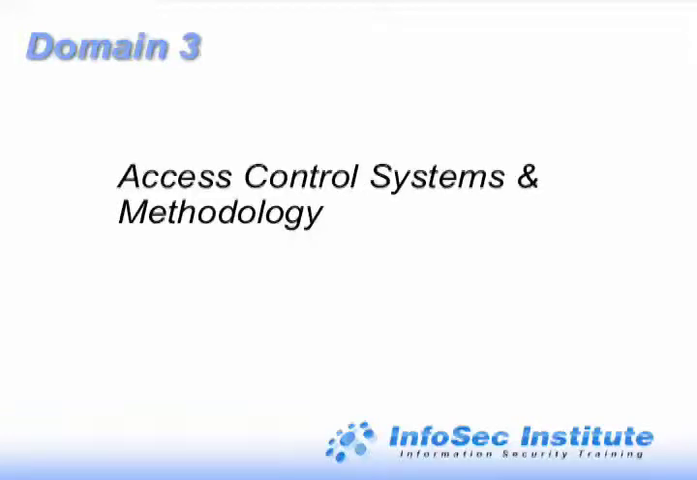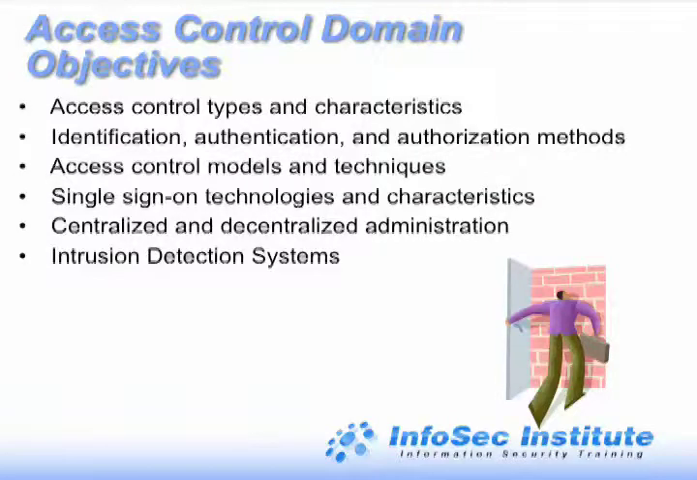Now we're going to cover access control systems and methodology. Good old domain 3. Within the objectives, we're going to cover access control types and characteristics, identification, authentication, authorization methods, access control models and techniques, single sign-on technologies, centralized and decentralized administration, and intrusion detection.